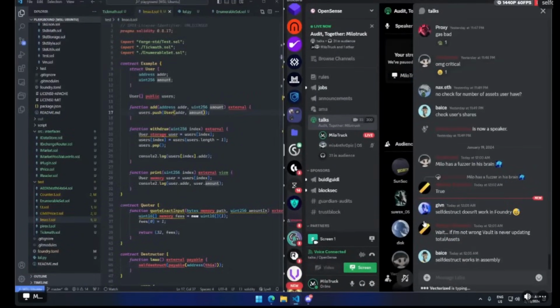Yeah, actually, by the way, you're correct. I forgot to update total assets. I just realized also. That's not the point, though. Clearly, I don't write code.